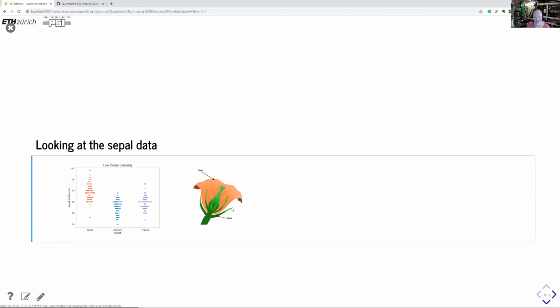Sepals are the leaves around the flower that, in the beginning, when the flower is not yet ripe and opened, cover the flower. And in that one, we can see that the width of the sepals is not varying very much between the different species. So that would be a low group similarity.